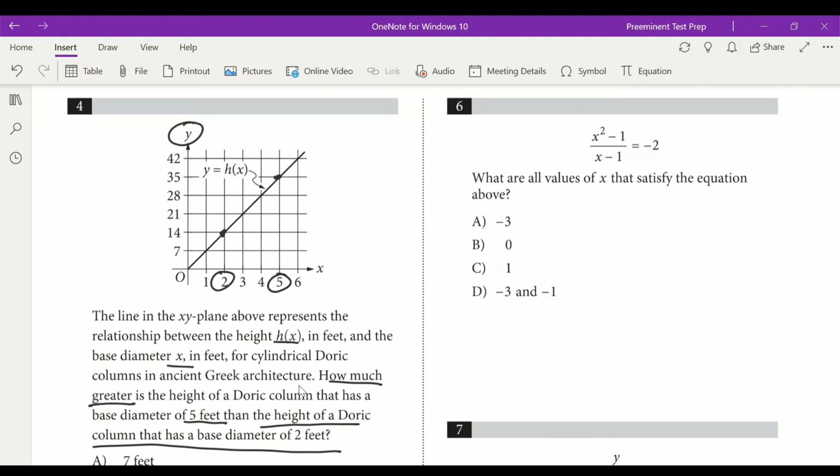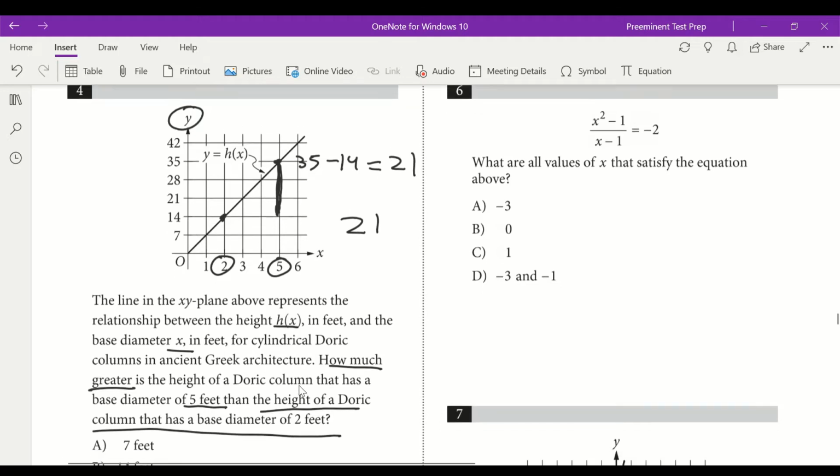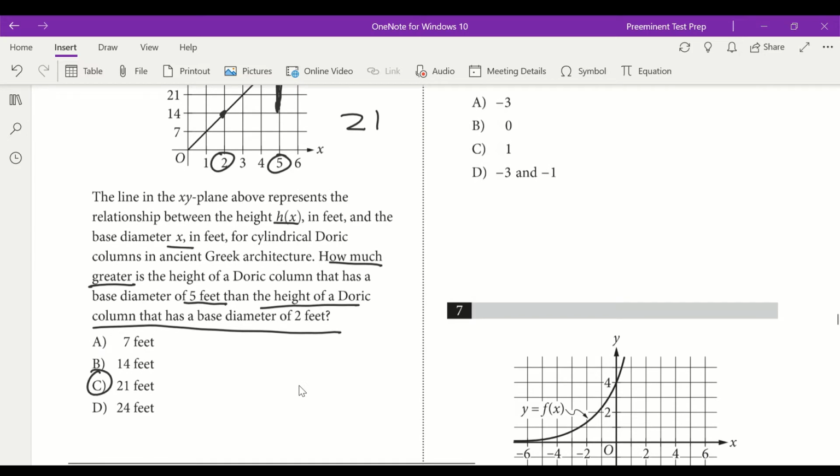Right? So our difference is going to be our y distance on the graph here. So right here, we have 35 minus 14. 35 minus 14 is equal to 21. So 21 will be our answer, 21 feet, which is C.